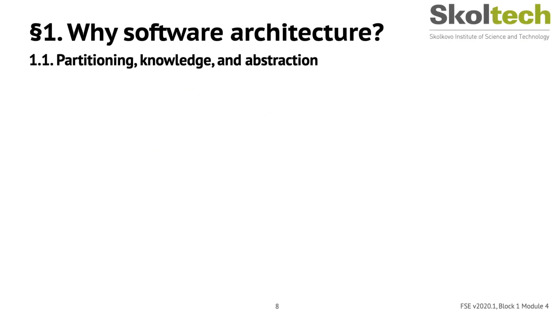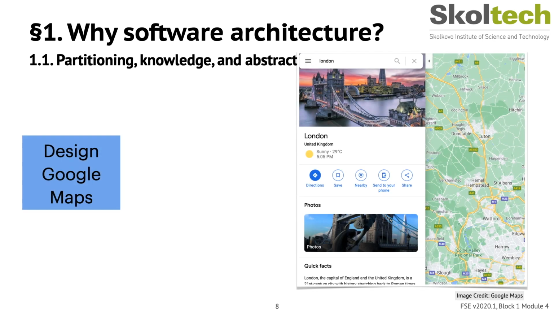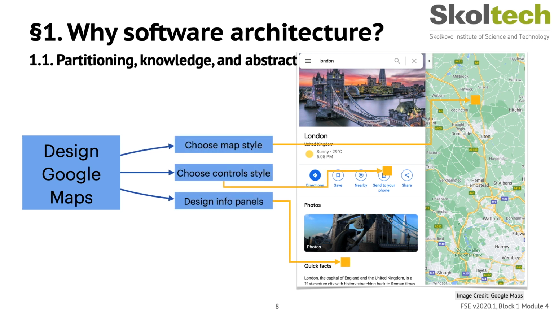For instance, if your goal is to design Google Maps, you may choose to separately or independently design the map, the search box, and the information box and hope to be able to assemble everything into the coherently designed UI as soon as the brand book allows you to.